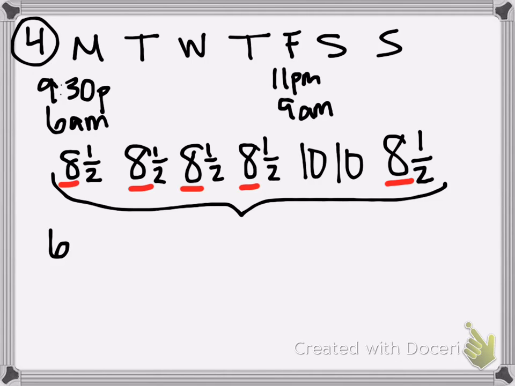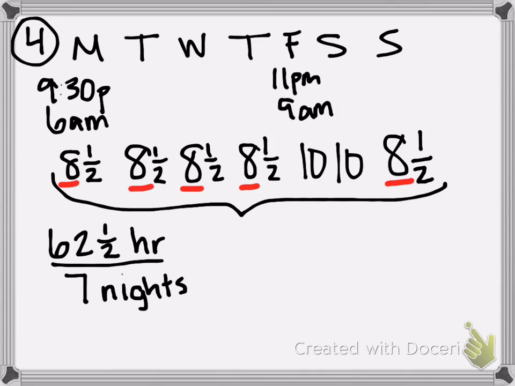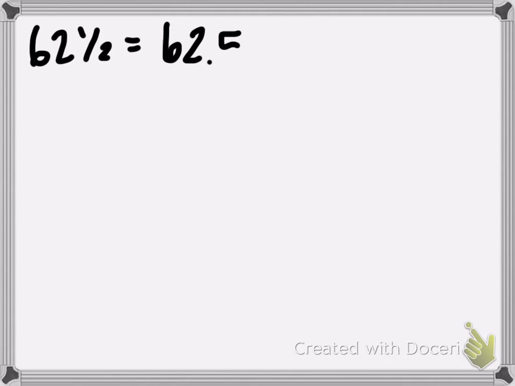So we get 62.5 hours per how many nights? 7 nights. And we want to know the average per how many nights? The question's asking us for the average per 1 night. So what do I need to do to my 62.5? Divide by 7. Alright. 62.5 is the same thing as what decimal? 62.5.